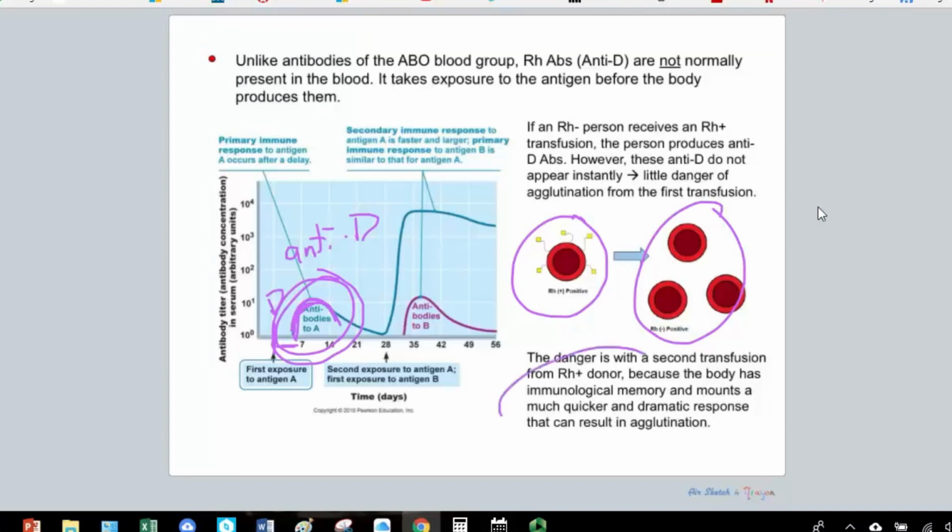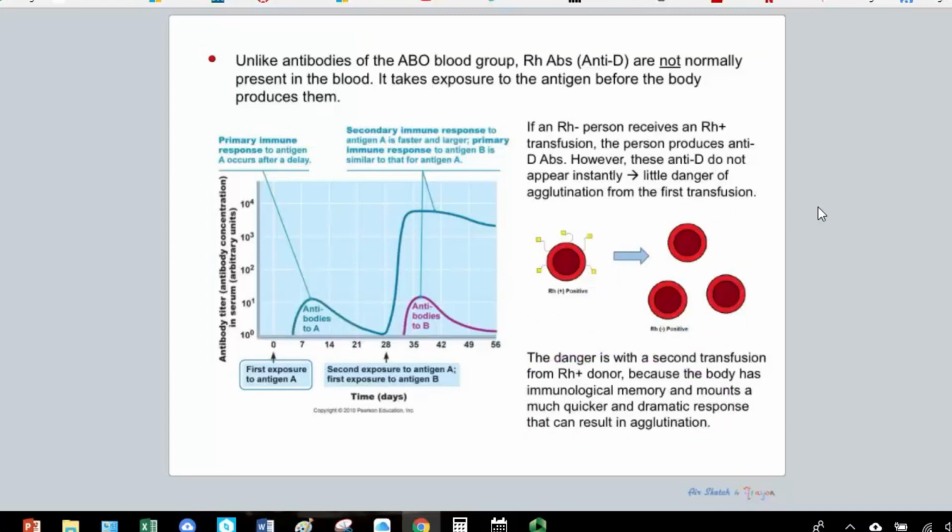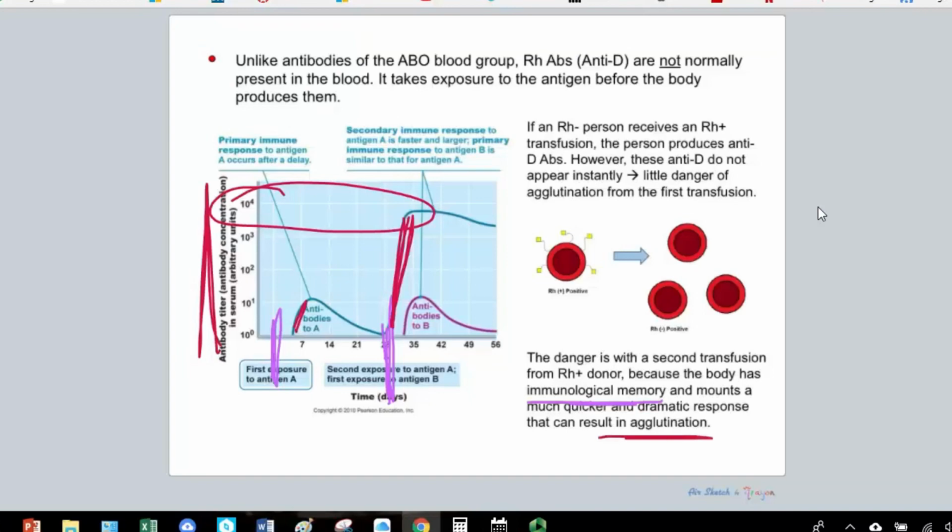The danger, however, is with the second transfusion, because the body has something called immunological memory. So this is the first exposure, and this would be the second exposure to that same antigen. And I should say what we're looking at here, this is antibody concentration. The second time you're exposed to something, because of that immunological memory, the response is much more rapid and much greater. You're producing a much higher level of antibodies. And so that's when you get that serious agglutination, and you can have health problems because of it.